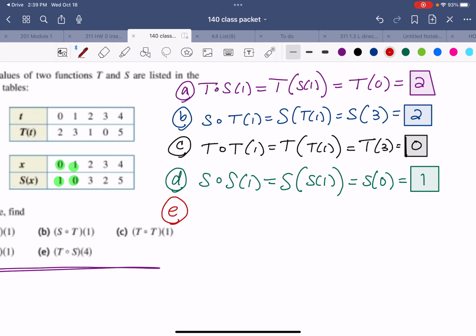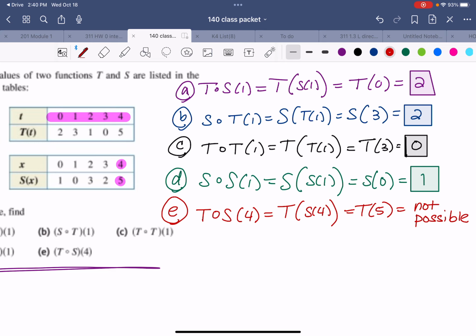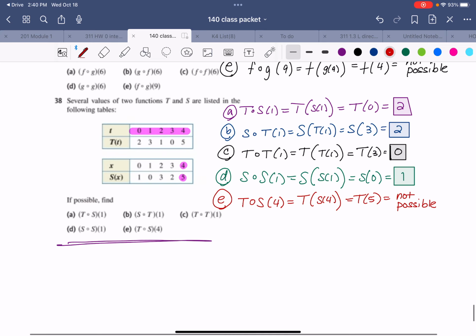And lastly, for letter E, we want t composed with s of 4. So if we erase what we have, we want t of s of 4. So I want s of 4 first. So I want an x value of 4. The corresponding s is 5. So this becomes t of 5. And now I'm going up to the t chart. Uh-oh, there's no 5 in the independent variable. So this one is not possible either. Okay. And that's where we're going to call it a day.